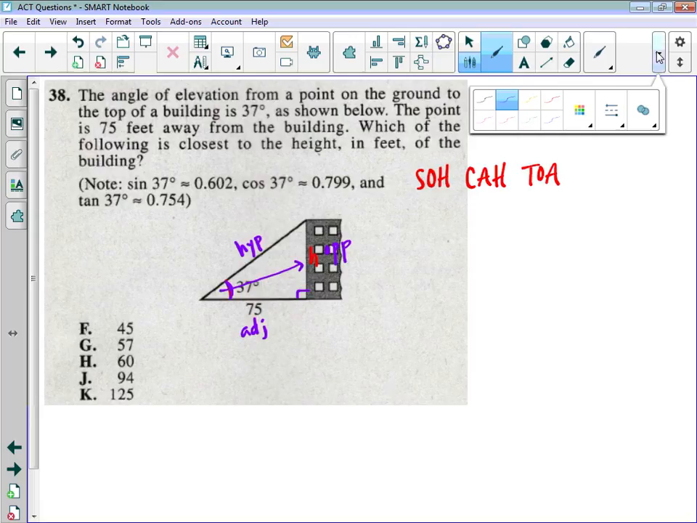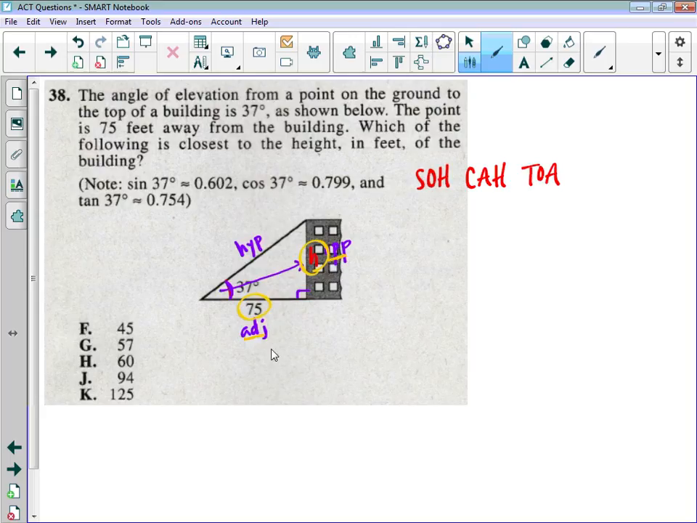So when you're looking at those pieces here, you are trying to use the h, because that's what you're trying to solve for, and the 75, because that's what you're given. So you want to use opposite and adjacent. And when you're looking at this, this one's opposite hypotenuse, adjacent hypotenuse, so you want to use tangent, opposite and adjacent. So to set up your work here, you're going to go tangent of 37 degrees equals opposite over adjacent. So h over 75.